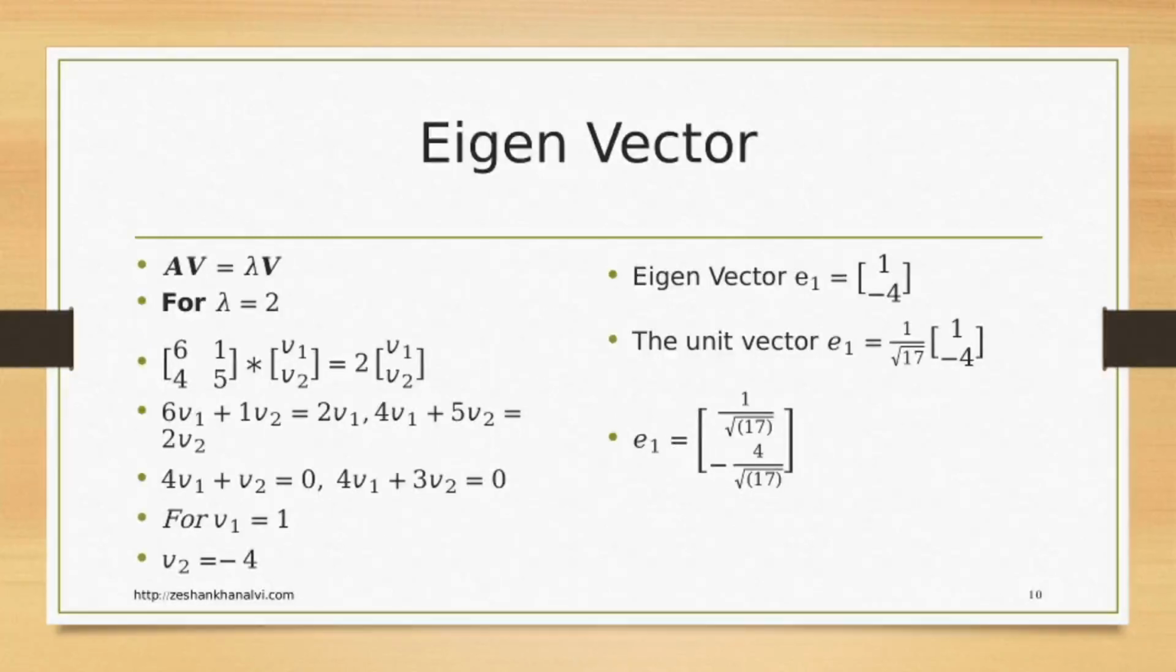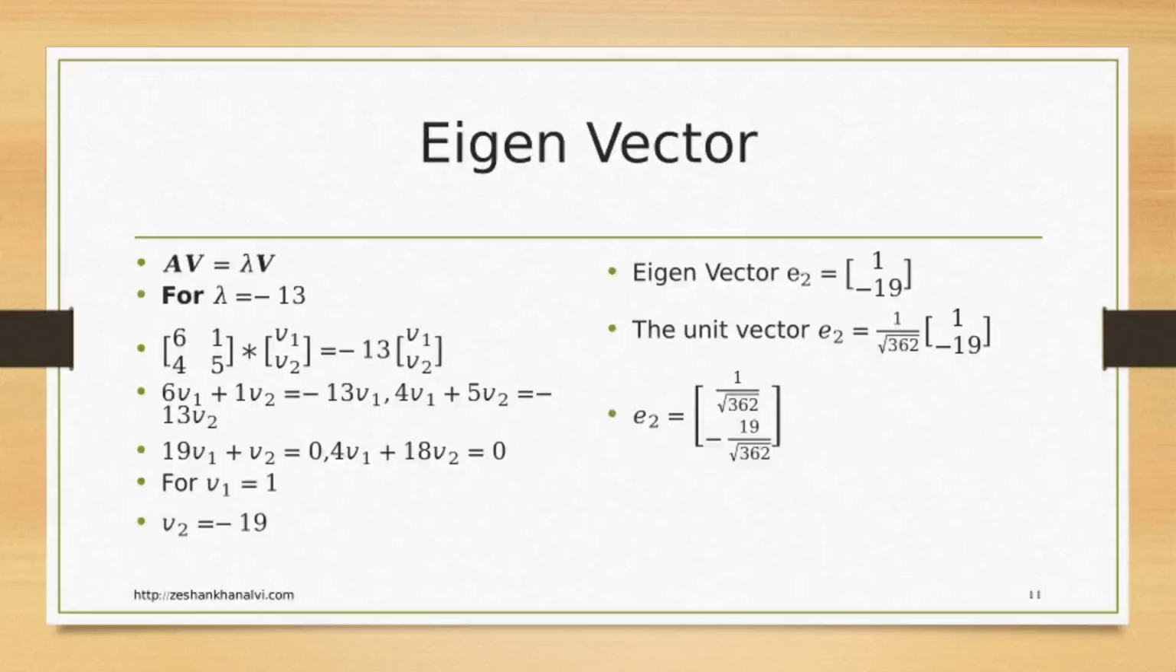Okay, in the first example, one lambda value was 2 and the other lambda value was a negative value. Let's compute for the lambda value 2. As you know, Av is equal to lambda v, so as we have the value of lambda, we can compute the vector v, and vector v here is 1 by square root 17 and then 4 by square root 17. If you see the unit vector, the unit vector is 1 by square root 17, 4 by square root 17.